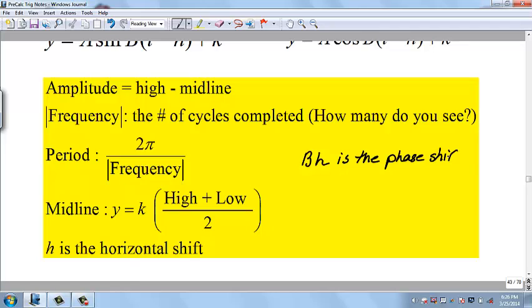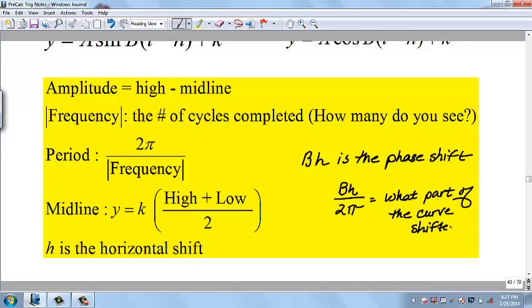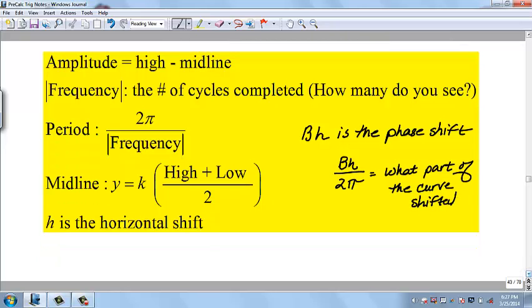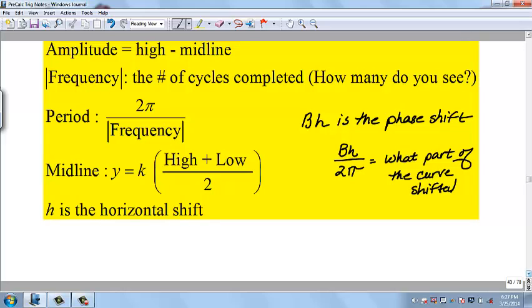And if you want to know what part of the period that is, you take that b times h and divide it by 2 pi. That will tell you the part of the total period that it's shifted. What part of the curve shifted? Okay? So then you have it all on one slide.